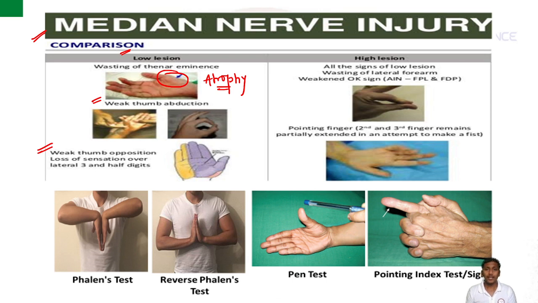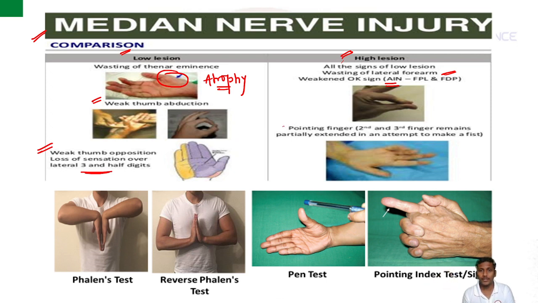Then if I talk about any high lesion to your median nerve, there would be all the signs of the low lesion like thenar eminence atrophy, weak thumb abduction, weak thumb opposition, and sensation loss over the lateral 3.5 digits and the thenar eminence. Along with that, there would also be wasting of the lateral forearm, because the lateral forearm muscles, as we already saw, are innervated by the deep branch of the median nerve, that is the anterior interosseous nerve.